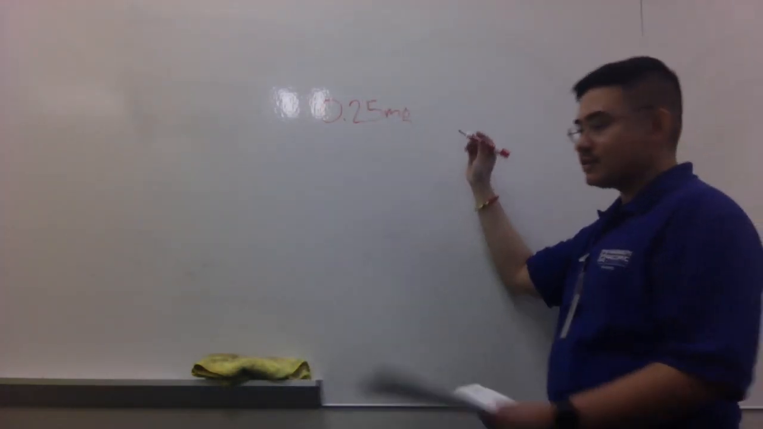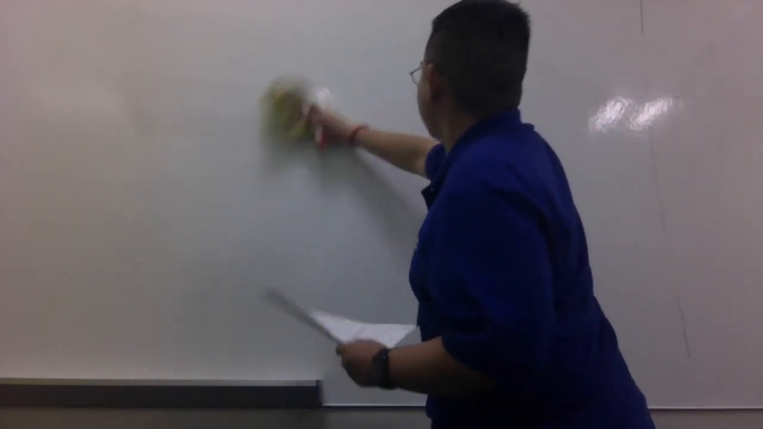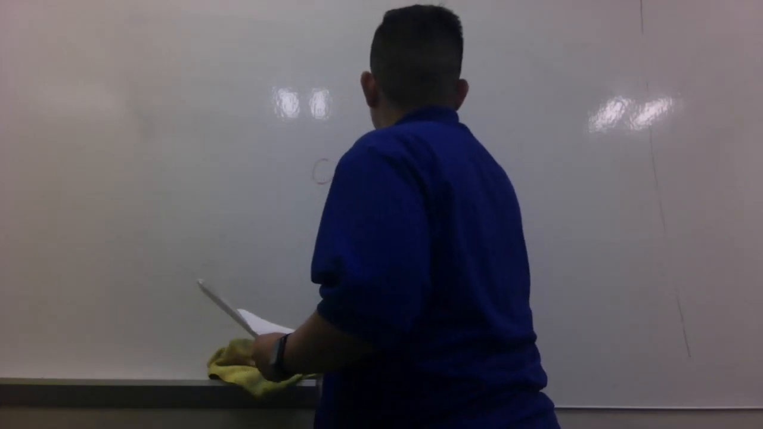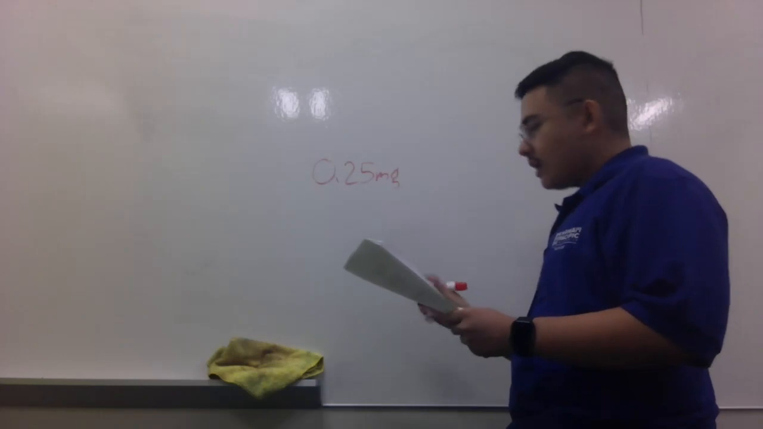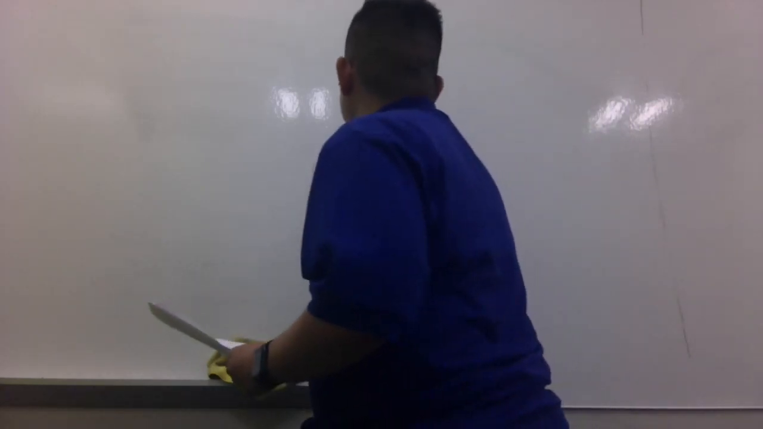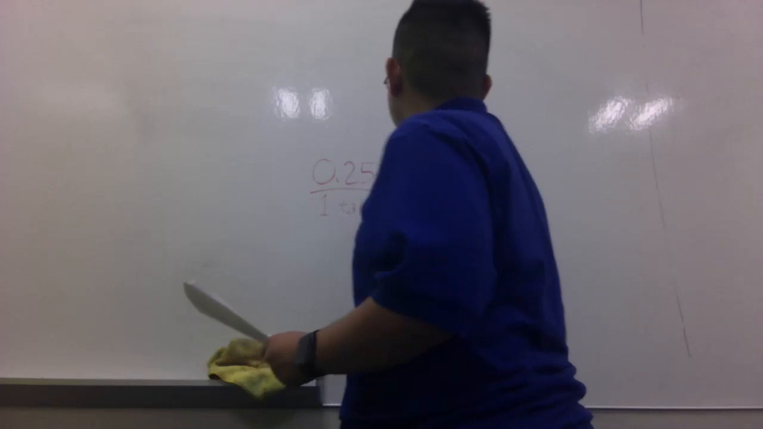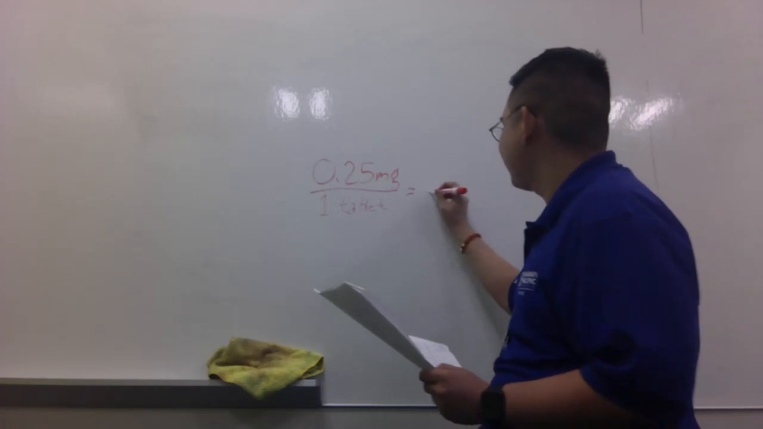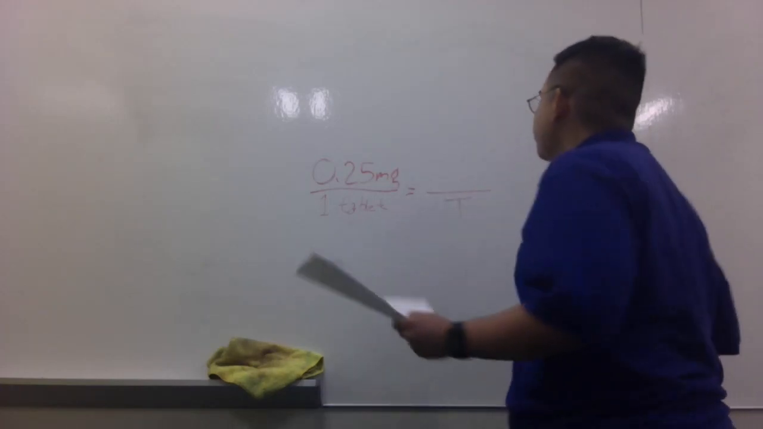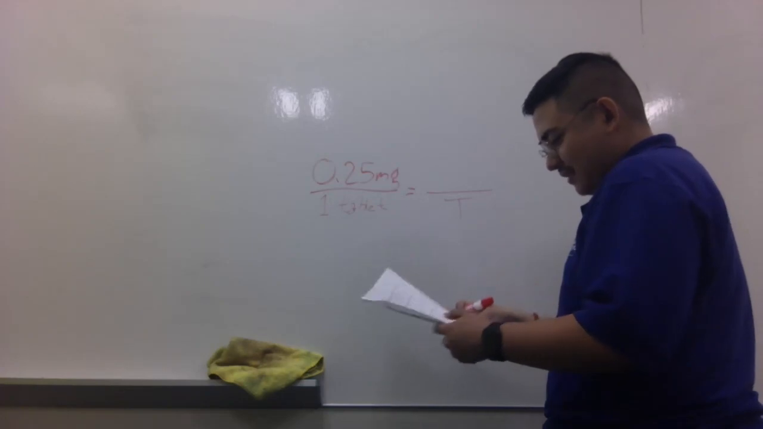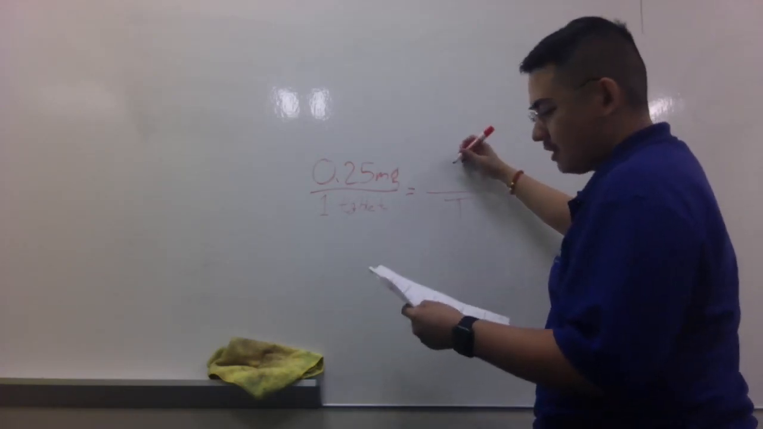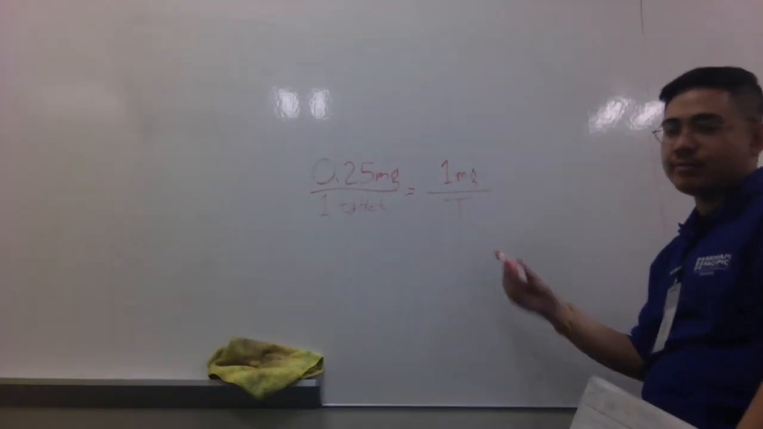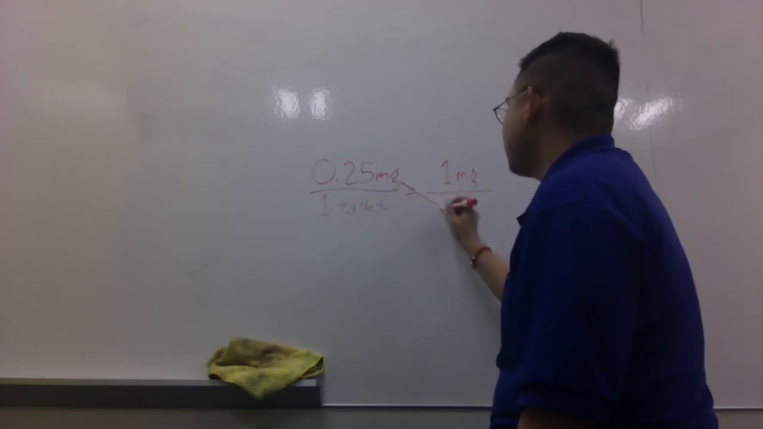Okay. 0.25 milligrams. Let me just write a bit lower so you guys can see. Now this is going to be in 1 tablet. So since it's tablet, you know what variable I'm going to use, right? The doctor ordered 1 milligram. So this is what the doctor ordered, 1 milligram. And of course, the variable at the bottom. Okay, so just like so, we cross multiply.